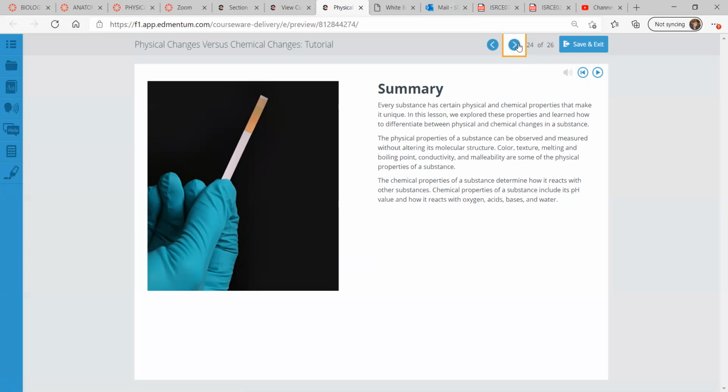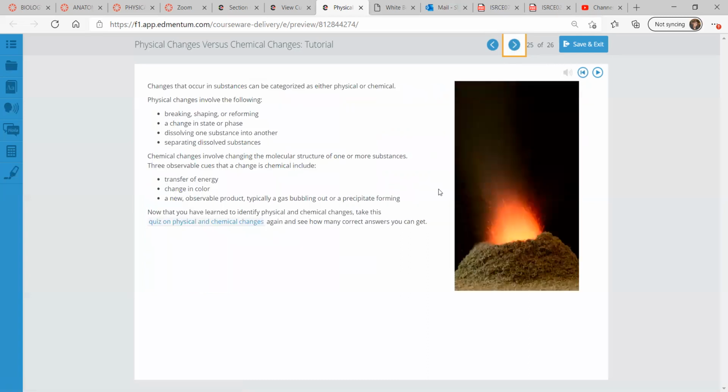The chemical properties of a substance determine how it reacts with other substances. Chemical properties of a substance include its pH value and how it reacts with oxygen, acids, bases, and water. Changes that occur in substances can be categorized as either physical or chemical. Physical changes involve the following: breaking, shaping, or reforming, a change in state or phase, dissolving one substance into another, and separating dissolved substances.